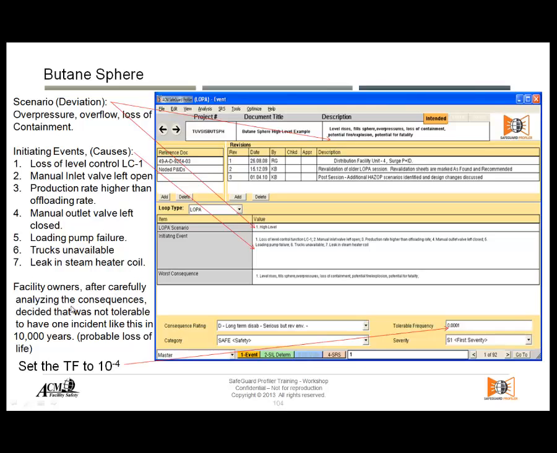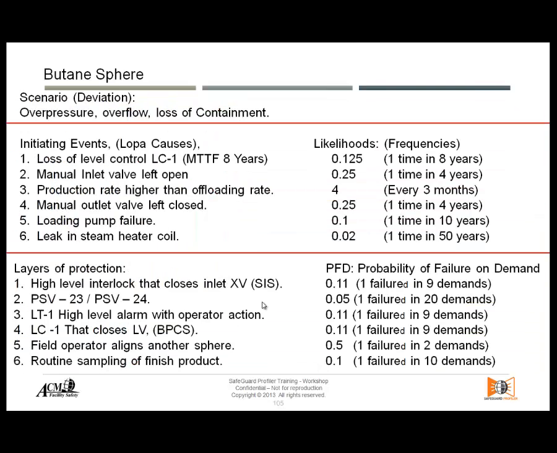After carefully analyzing the consequences, facility owners decided that they needed to have a total frequency of 1 in 10,000. So that means 10 to the minus 4. That number is very important before we continue. All this information is put in SafeGuard Profiler in the event page. And in this case, we can see that we're working on the master scenario. Later on, as I mentioned before, we have the alternate scenarios, and there will be a copy of these master scenarios that will become alternate scenarios that we can modify without destroying this initial scenario.